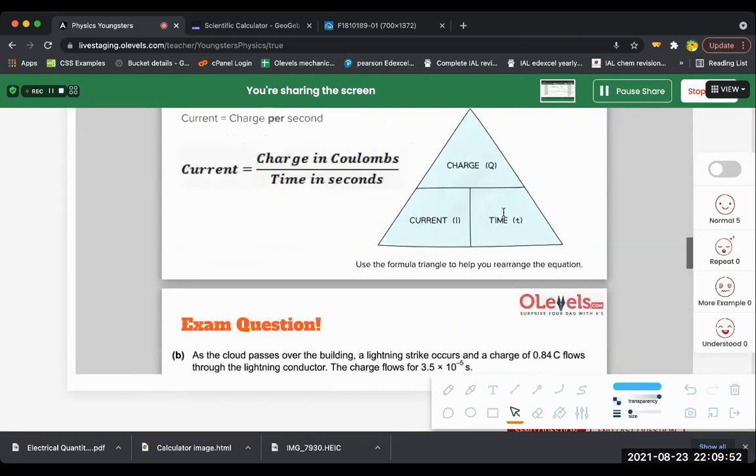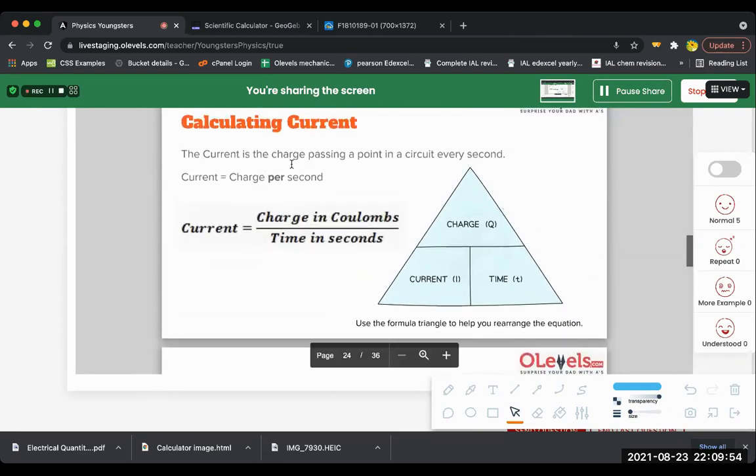Okay. So here we have the current. It's the charge passing a point in a circuit every second. So here the current is charge per second. How do you know the current is charge per second? Okay, Fiza, tell me how you find the current. Fiza will tell. Fiza, can you please tell?